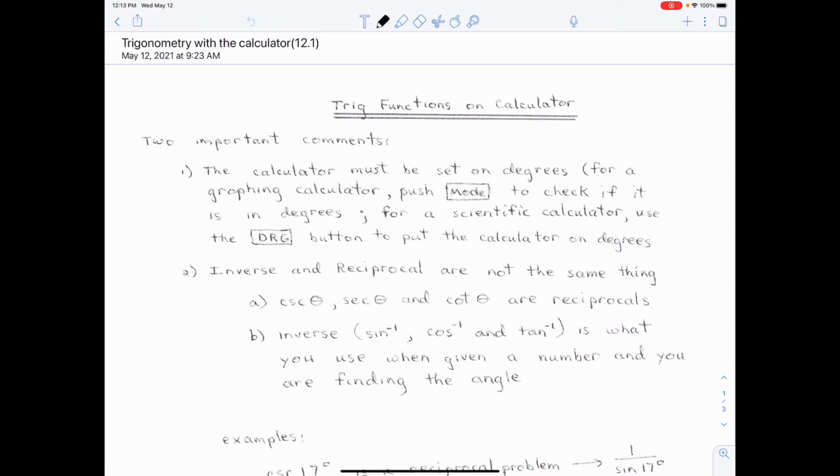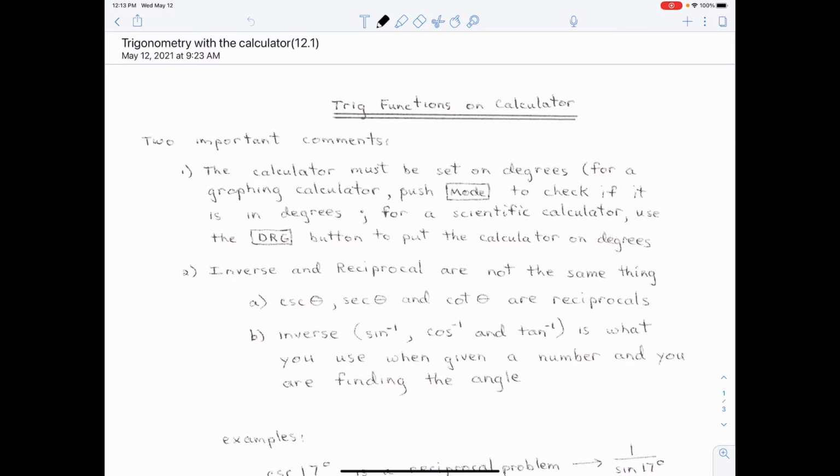For a graphing calculator, you push your mode button and make sure it's set in degrees. On a cheesy scientific calculator, you probably have a little button that says DRG someplace. Keep pushing it until it says DEG, okay, for degrees.